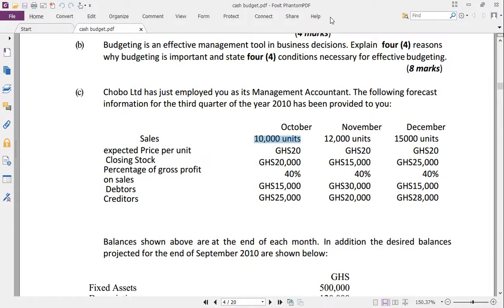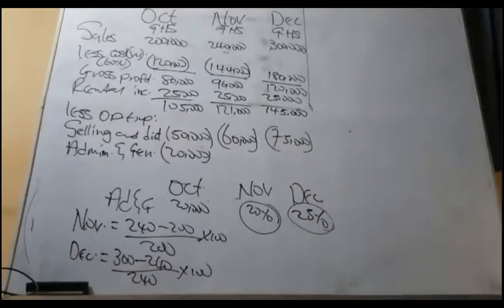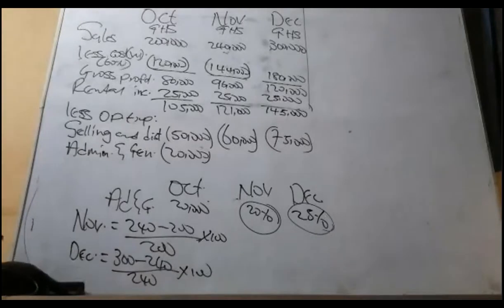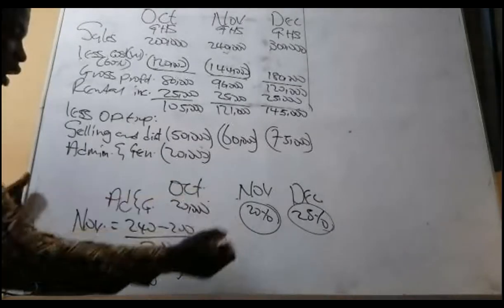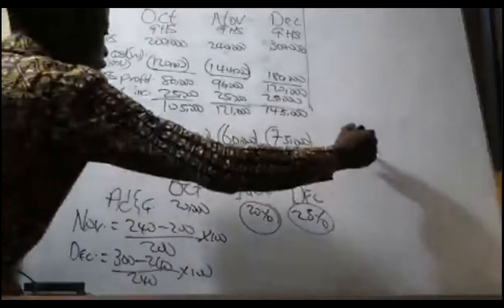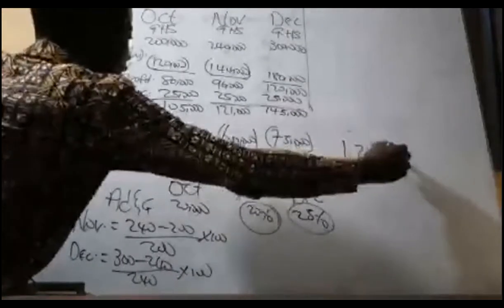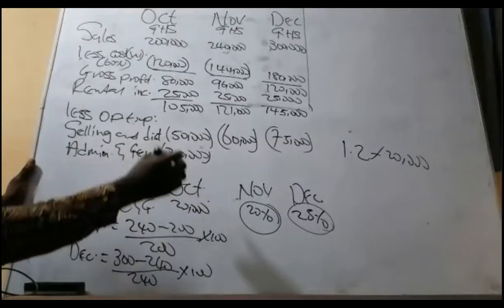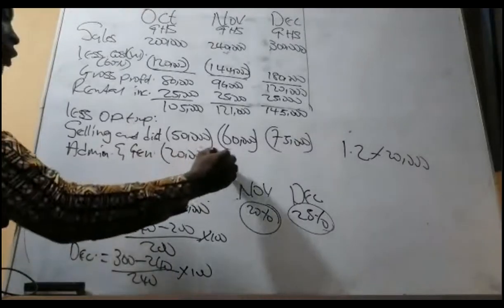So that means we have to increase this sales revenue by what? 20% and 25% increases. So for November, I will have something like 1.2 times 20,000. So just multiply this one by 20%, then you add it. So that will be 4,000. Add back, 24,000.